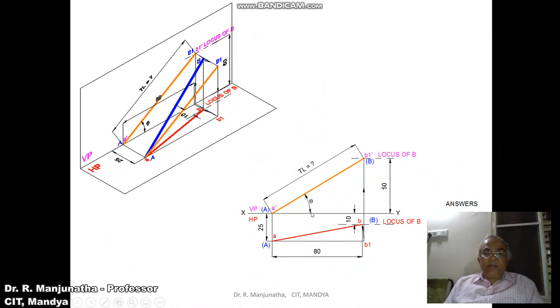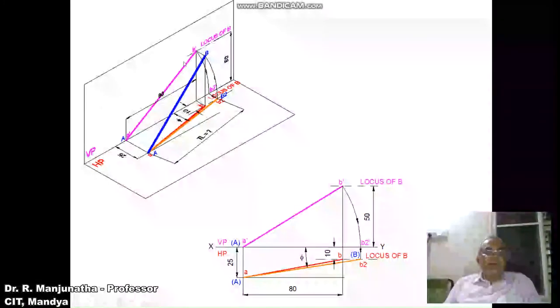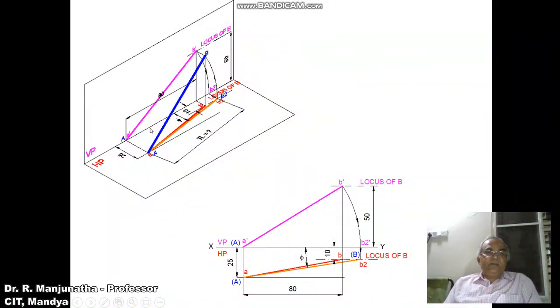So the inclination made by that with respect to the XY line is theta. Now similarly, we are going to consider the true length in the horizontal plane. When you want to take the true length in the horizontal plane, you have to take the front view, that is A dash B dash with A dash as center. So this is the line in space.